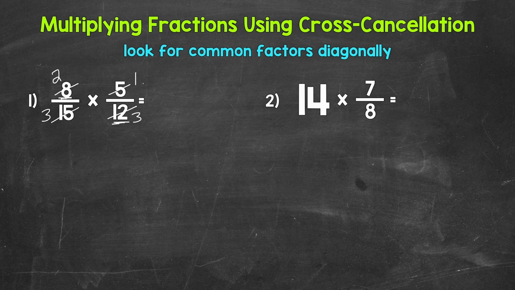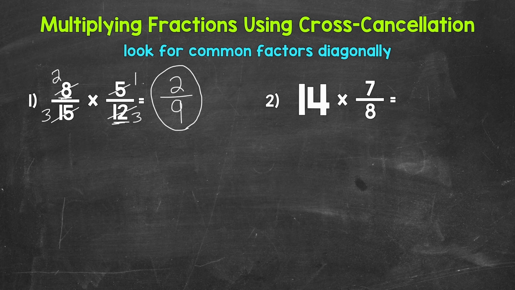We'll start with the numerators. 2 times 1 gives us 2. Now for the denominators. 3 times 3 gives us 9. And we end up with 2/9. And that's our answer. The only common factor between 2 and 9 is 1, so this is in simplest form. We are done here. Final answer, 2/9.